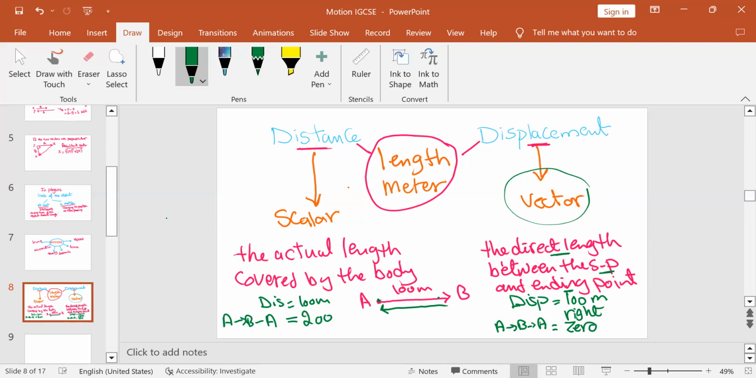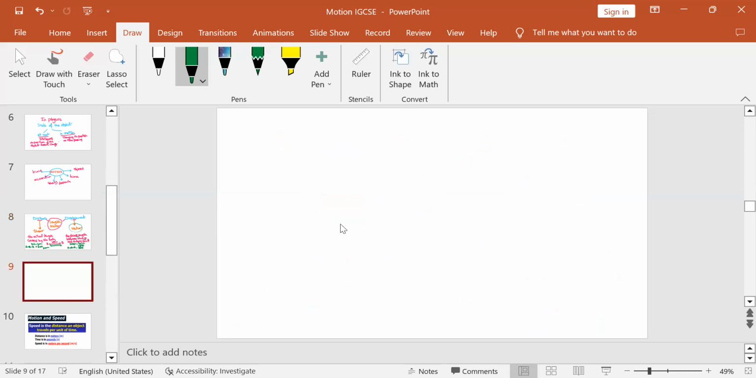So what if you return back again to the school? What about your distance? 300 meters. Bravo. But what about displacement? 100 meters. Bravo. Excellent. So now you got the idea. Clear? Okay. Let's have another example.